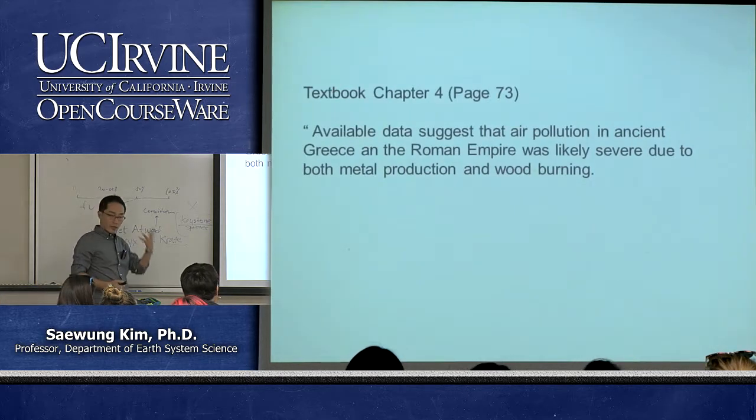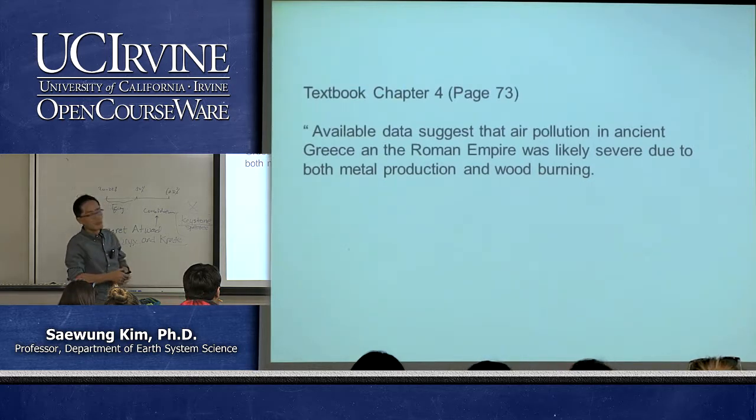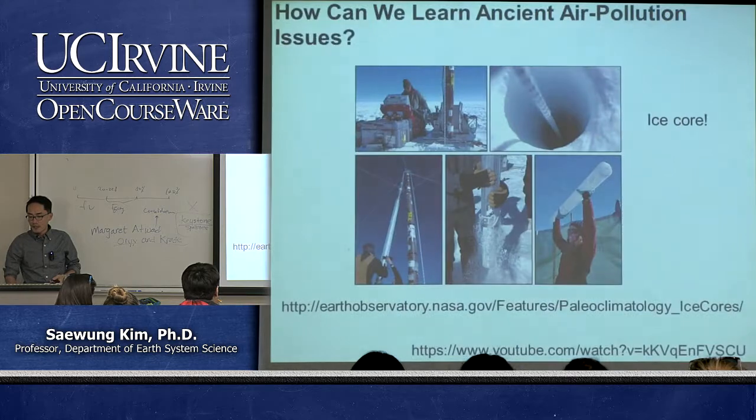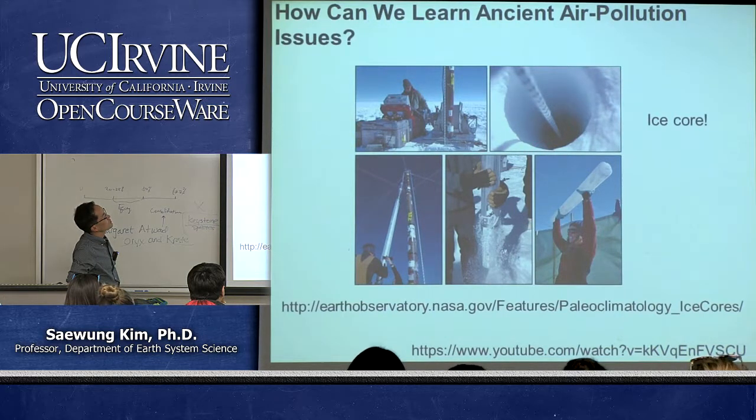If you take a look at the textbook, chapter 4, page 73, it says available data suggests that there was air pollution in ancient Greece and even in the Roman Empire. How do we know about this? One way we can find out about air pollution in the old days is to take a look at the ice core. It gives us a long history of the air.